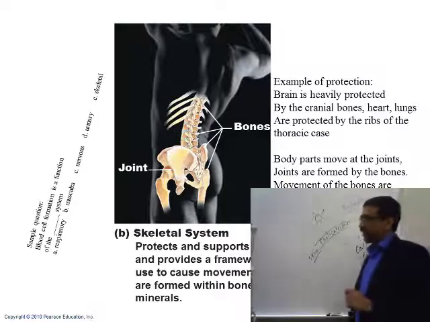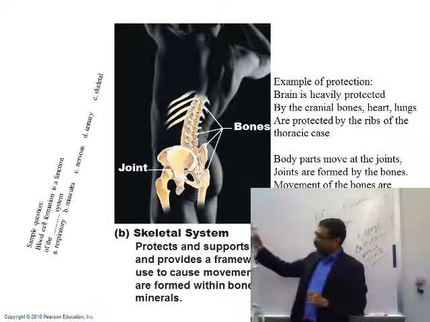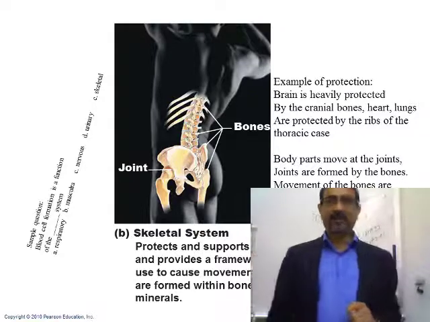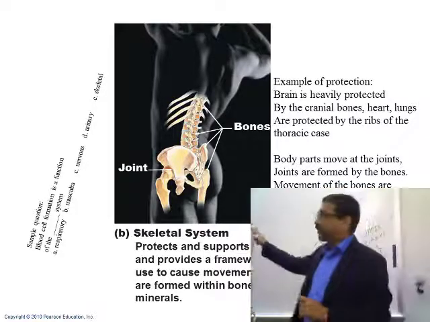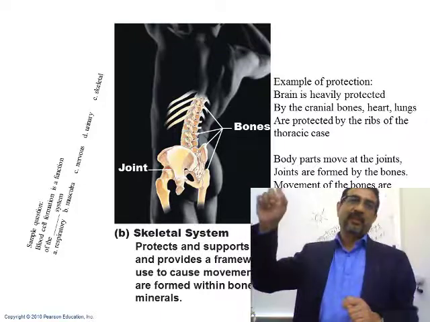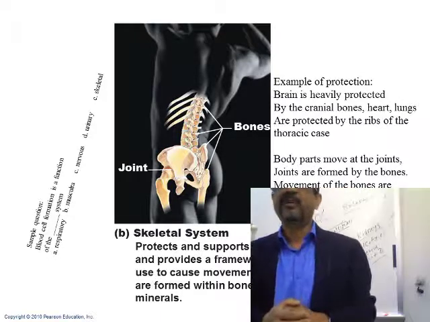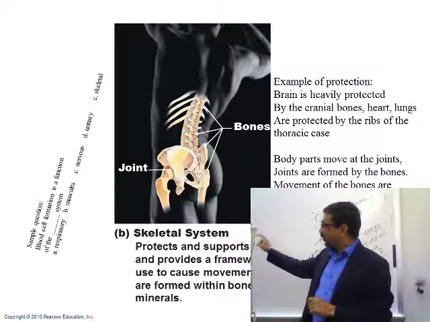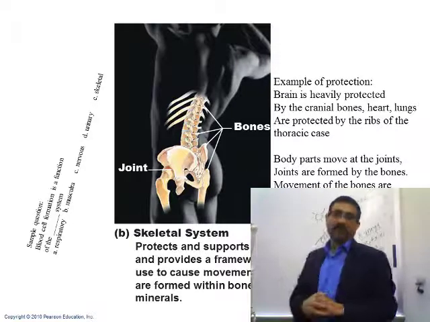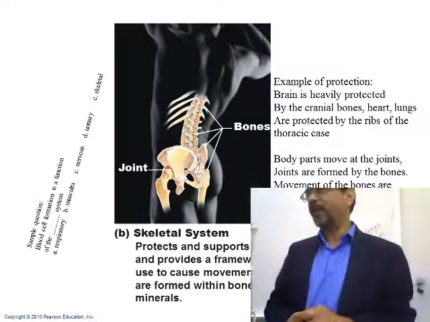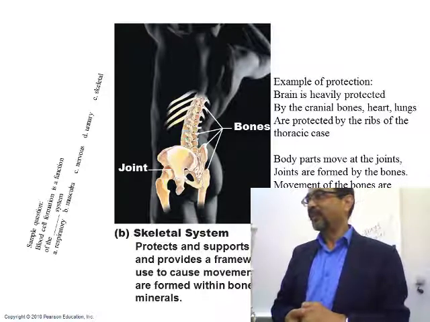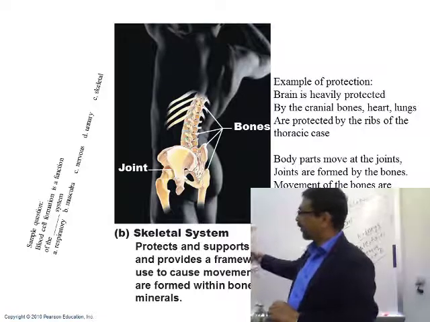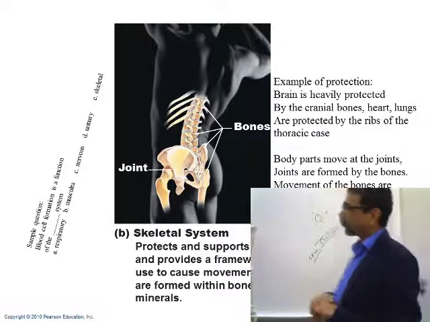Blood cell formation. Inside the bones, you have red bone marrow, and red bone marrow is the primary site for blood cell formation. Your blood cells are formed from the red bone marrow, and bone marrow is a part of the bone or skeleton.